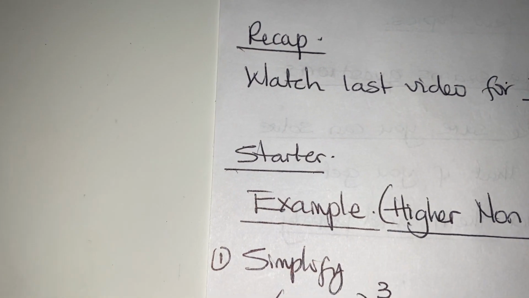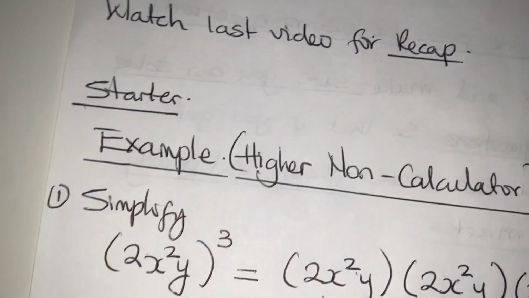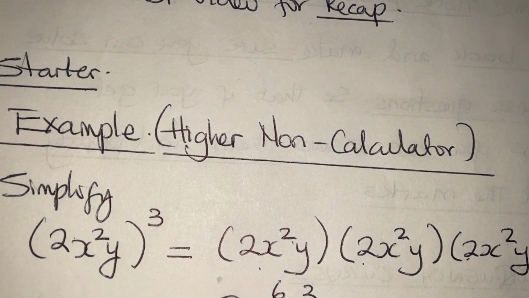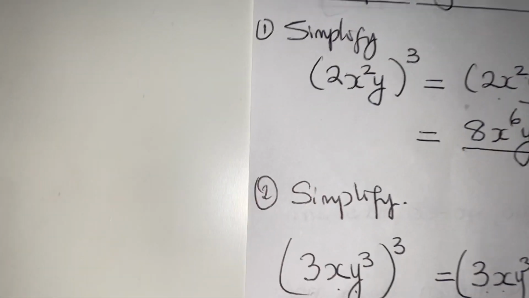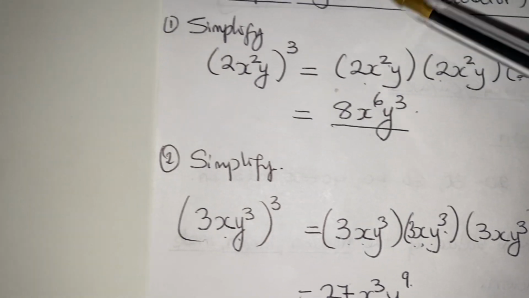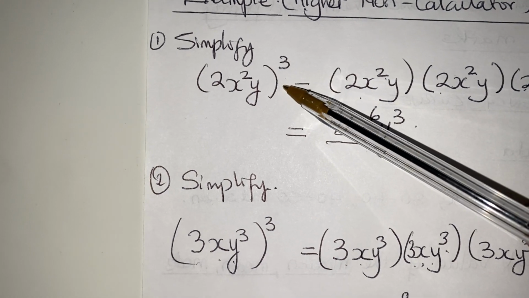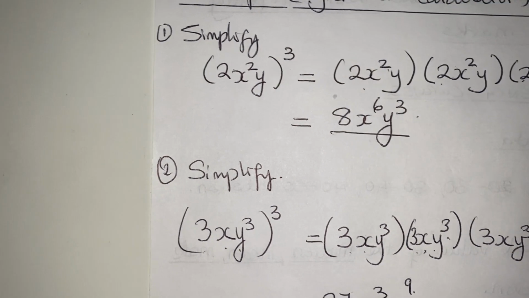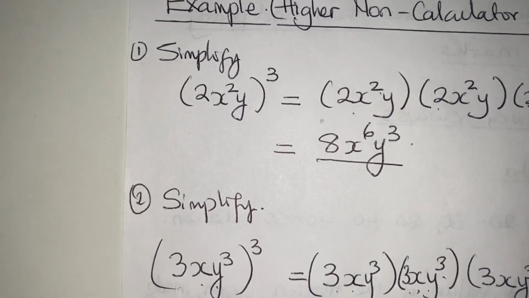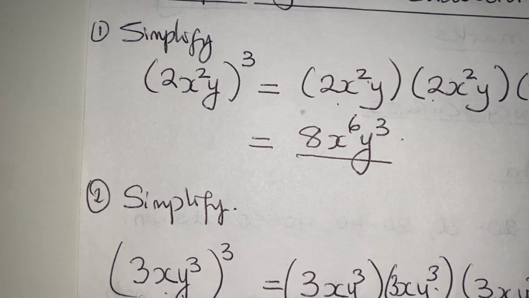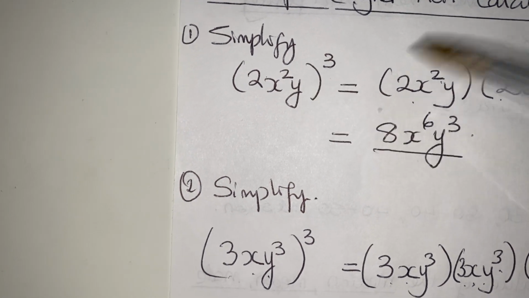I'll start that today. This is an example of a non-calculator paper in the higher. You are not allowed to use the calculator. Simplify (2x squared y) all cubed. Simplify means get the result but make it a lot simpler than it is. Now the cube means multiply this 3 times.